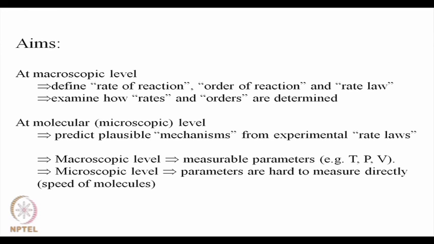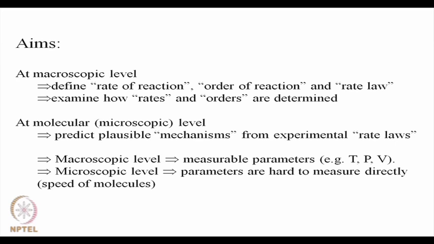Thermodynamics tells us which direction the reaction will go, and kinetics tells how quickly it will go, whether it is slow or fast. So that is what is related to thermodynamics and kinetics. The aims for studying rate processes at the macroscopic level: you have to define rate of reaction, order of reaction, and rate law, and we have to examine how rates and orders are determined for chemical reactions.